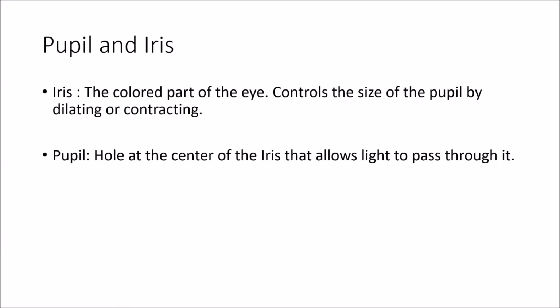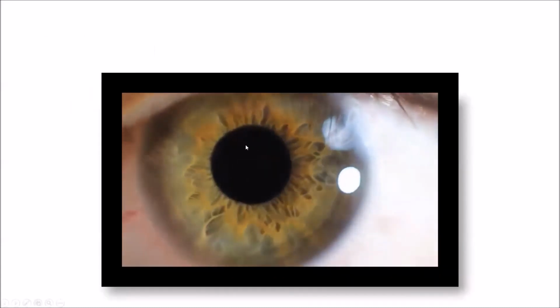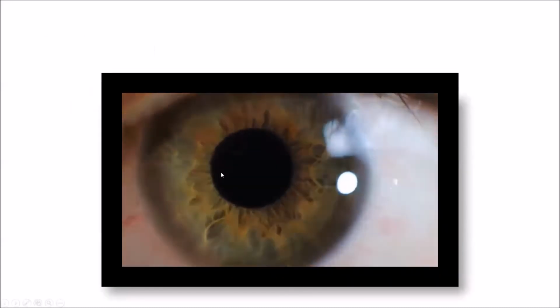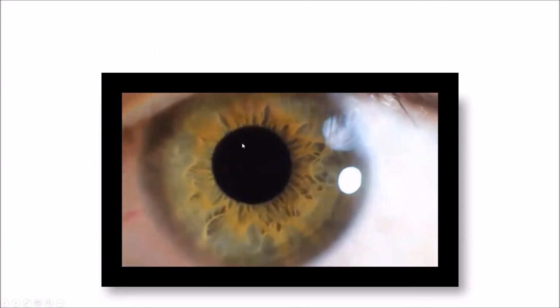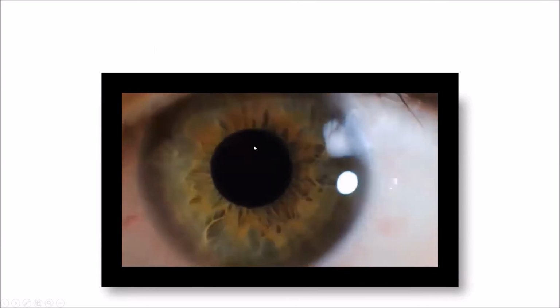Next, we have the pupil. The pupil is the hole at the center of the iris that allows light to pass through it. Okay, so it's a hole at the center of the iris. That's the same dark spot right here. This is the pupil, and it is allowing light to pass through it.